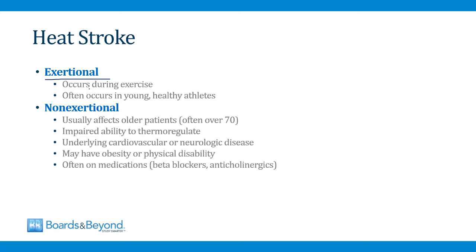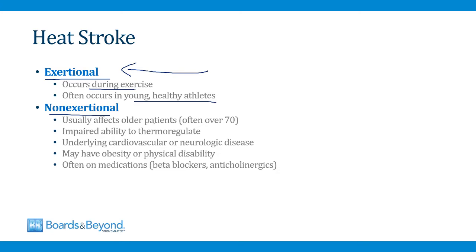Exertional heat stroke occurs during exercise. It often occurs in young, healthy athletes who have simply pushed themselves way too far. And the presentation of collapse during exercise is a red flag for cardiac syncope. However, patients with exertional heat stroke will have a very high body temperature and evidence of neurologic dysfunction, and those things are not usually seen in patients with cardiac syncope.